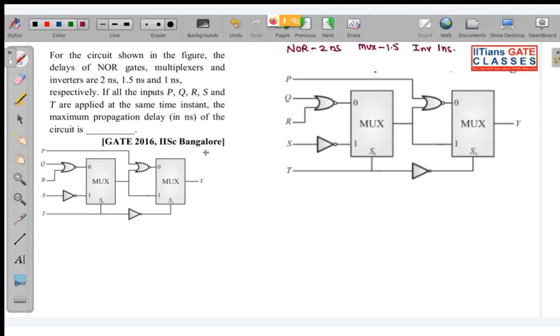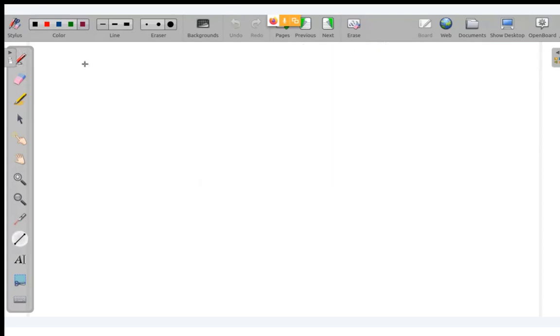So we should understand what we mean by maximum propagation delay. By maximum propagation delay, we mean that all the gates are suffering from delay. So one very important concept I want to share with you. Look very carefully. The concept of propagation delay. So what is this propagation delay concept? Let us discuss.